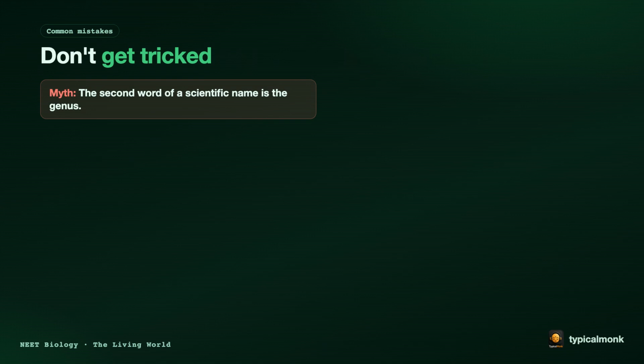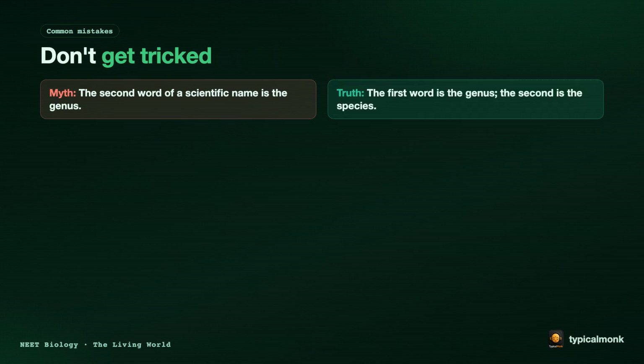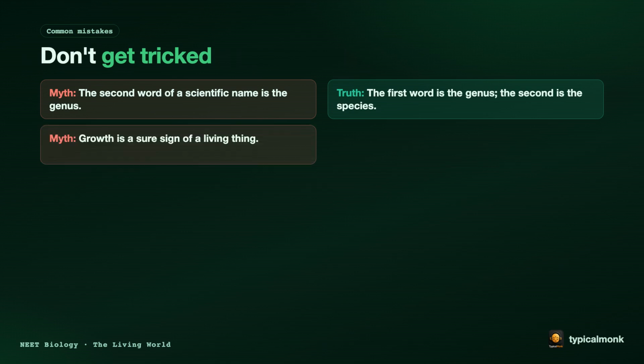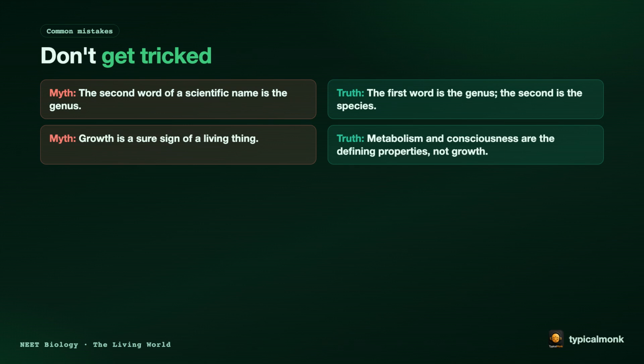Let us clear 2 traps that catch students every year. Myth: the second word of a scientific name is the genus. Truth: the first word is the genus, and the second is the species. Myth: growth is a sure sign of a living thing. Truth: metabolism and consciousness are the defining properties, not growth.